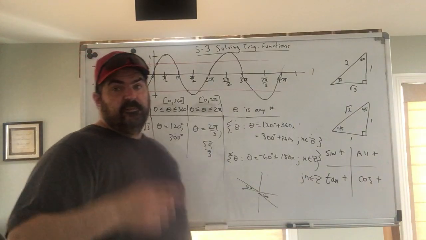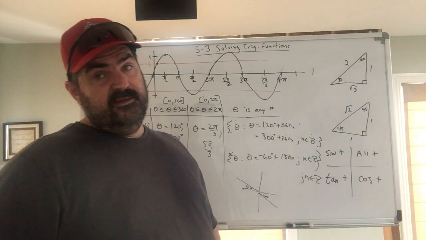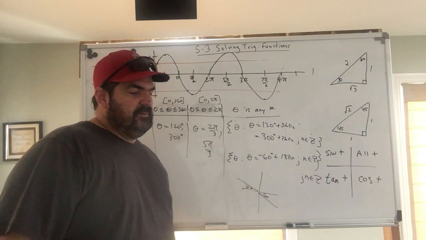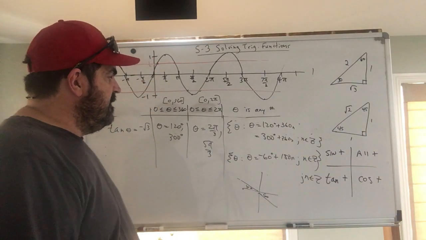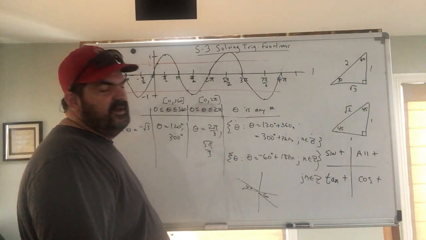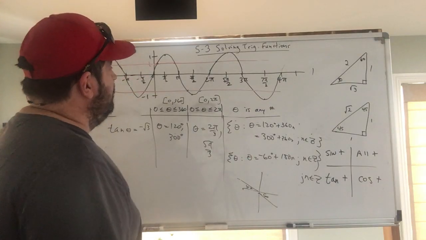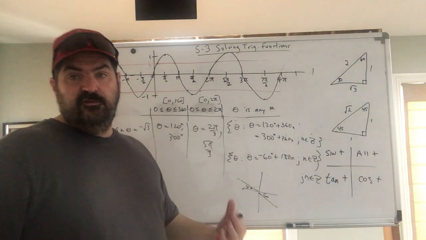And remember, the period of tangent is pi, not 2 pi, because it repeats its answers every pi. So tangent and cotangent have this property. They're the only two that are special for that reason. All right? So that's part 1, and then I'm going to show you some solving.